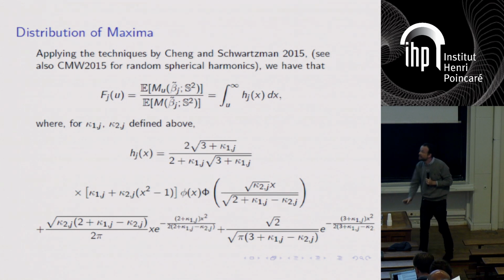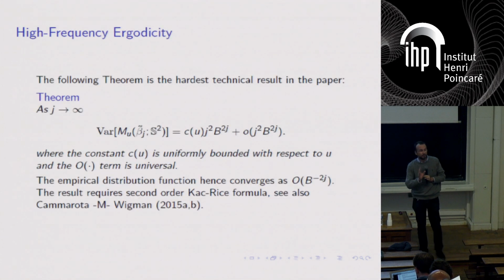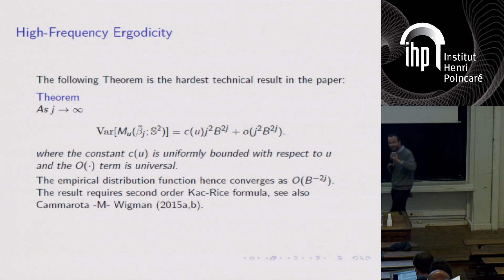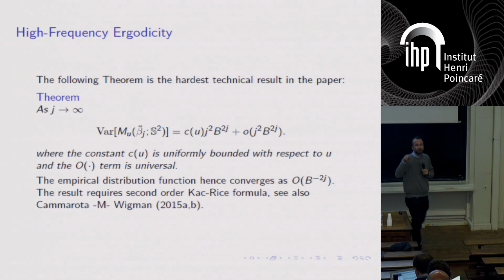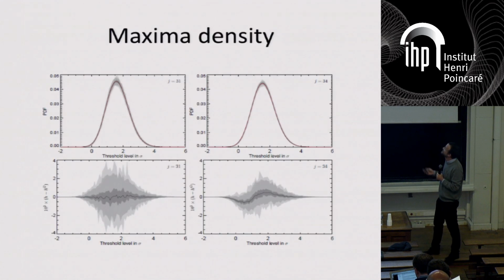So that's fine. What is more surprising is the second point, which is related to what I was telling you before. Not only can you study the expected value of the maxima, but you can study also their variance, and you can prove that this variance goes to 0 as j goes to infinity. So it means that if you have a single realization of the CMB map, and you study the filtered component at high j's, in this single realization, the sample distribution of the maxima is going to converge to the population distribution, okay? And this is what I'm going to show in these simulations here.